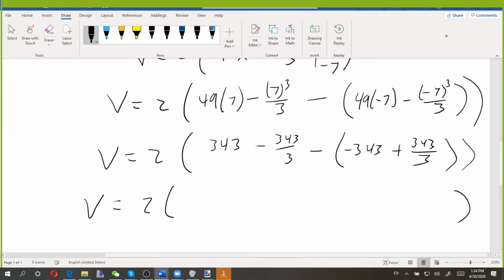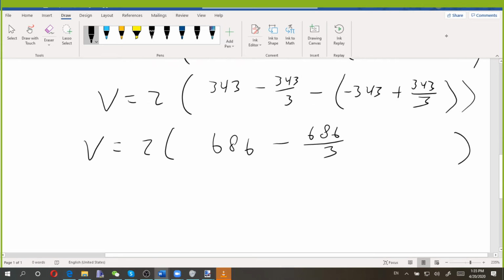I'm still going to leave our 2 out. When I go to add these, I've got 343 plus 343. So I've got 686. And then negative 343 over 3 minus 343 over 3, so that'll double it, is minus 686 over 3. I'm going to get a common denominator because I don't believe that reduces. So this is 686 by 3.